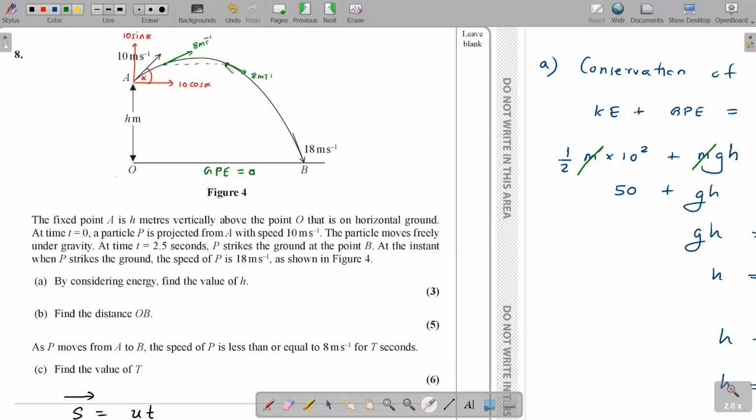So the region where your speed is less than or equal to 8 would be what? The more you travel up from this point, the more speed you lose. At the highest point, the speed doesn't become 0. At the highest point, the y component of the velocity becomes 0, but the x component will be 10 cos alpha. In projectiles, the horizontal component throughout the entire motion is constant, isn't it? It will be this 10 cos alpha. That will not change. So what's my time duration where the speed is less than 8? It's this duration.